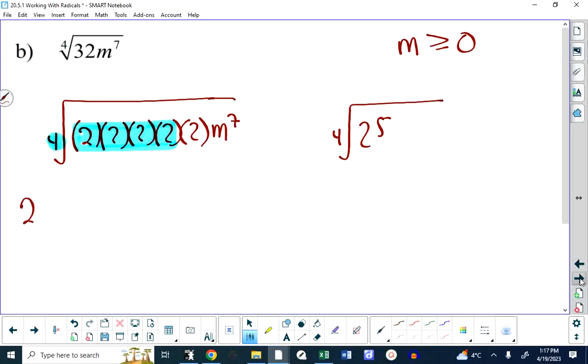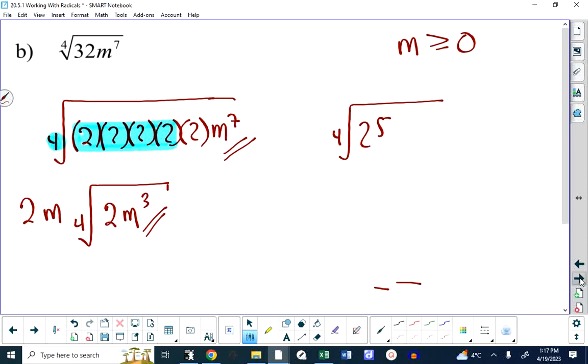And without writing out m to the 7, I hope you understand there's a group of 4 m's in m to the 7. And when I say a group of 4 m's, I mean m times m times m times m. So I can bring out a single m outside and be left with the 4th root of, what do I have left? I have a 2, and I have m cubed. Now, do you see how I'm forcing you to think of the m to the 7 as containing 4 m's, and it's going to become m to the 3 when you extract those 4 out?